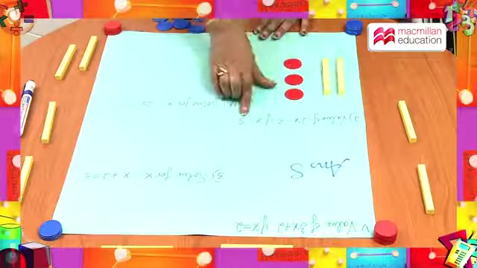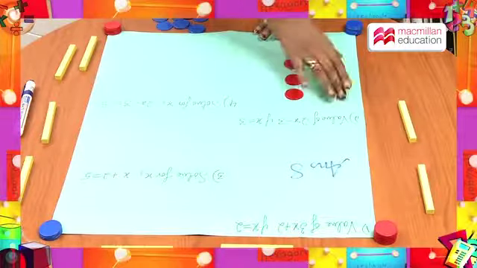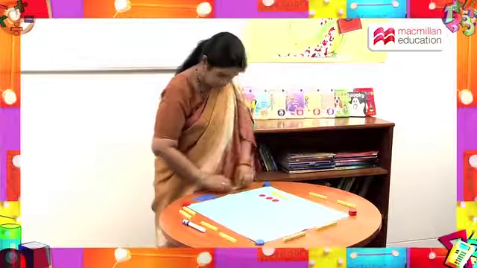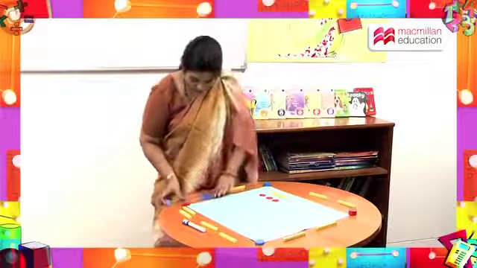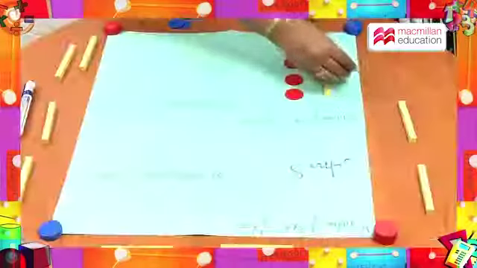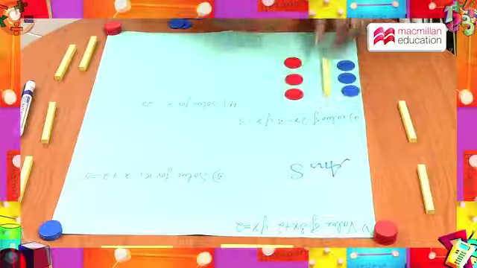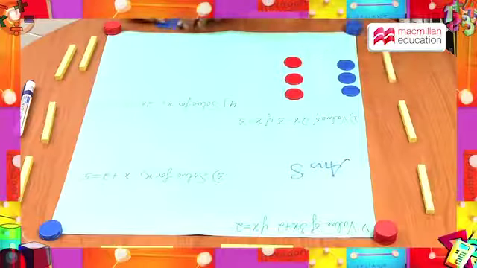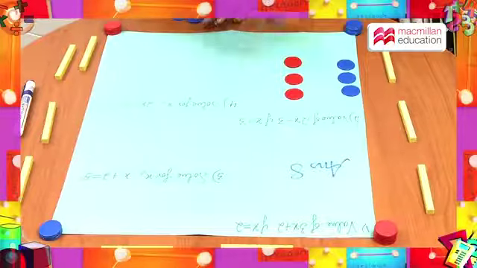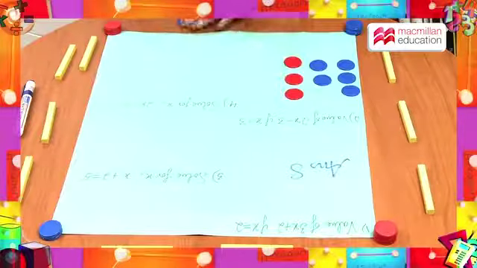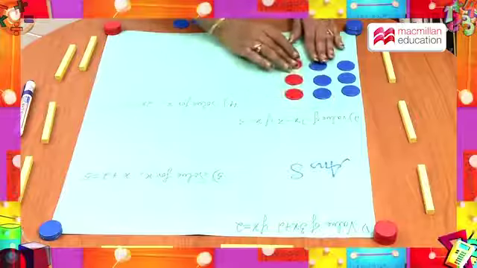Now x is going to take value 3. So I will remove one of the x tiles and replace it by 3 blue counters. Now I remove the second and replace it by 3 blue counters. Now I want to tell you some interesting fact.